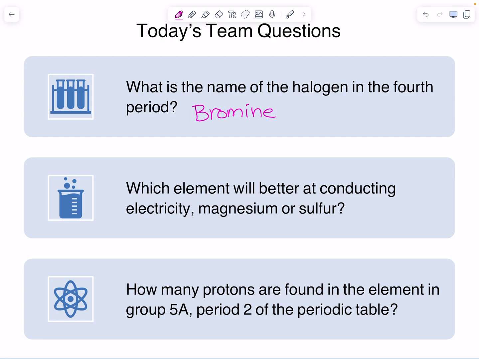All right. So let's think about who's going to be better at conducting electricity. Magnesium, an alkaline earth metal, or sulfur, a chalcogen. Magnesium, because it's a metal, and sulfur is a non-metal, right?